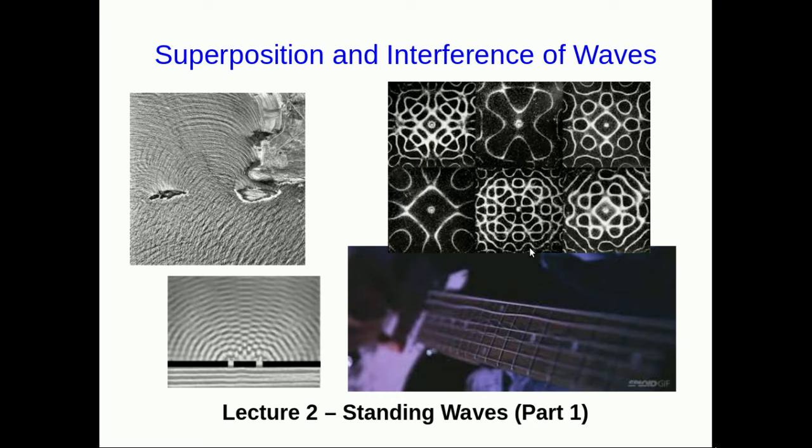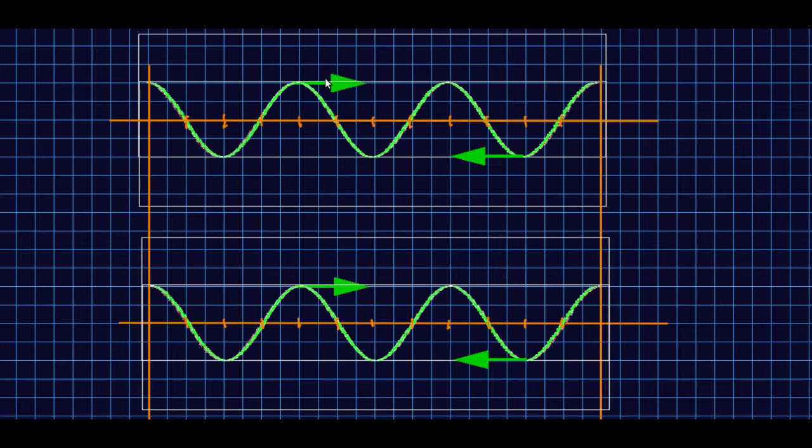Hello and welcome to Lecture 2 of Superposition and Interference of Waves in Phys 1201. And this is the first of two lectures that will be looking at standing waves. At the end of last lecture, we saw that when two sinusoidal waves that are identical except that they're going in opposite directions meet, we get a particular distinctive pattern, and we call that pattern a standing wave.